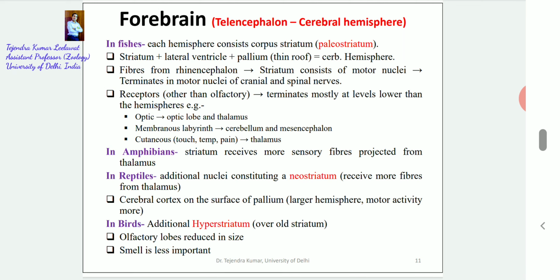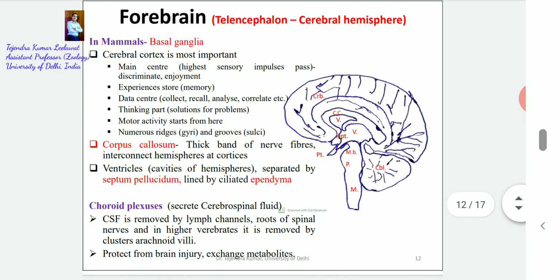Same thing in birds. They reduced their olfactory lobes, and smell is less important. In the case of mammals, the telencephalon, its cerebral hemisphere, because we discussed the three taxa, Pisces, Amphibia, Reptilia, but now I'm coming to the next point, the mammalian.